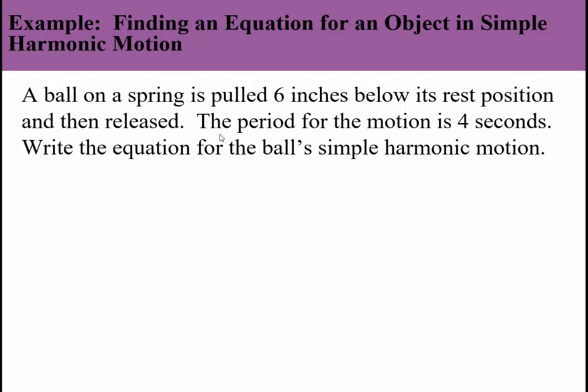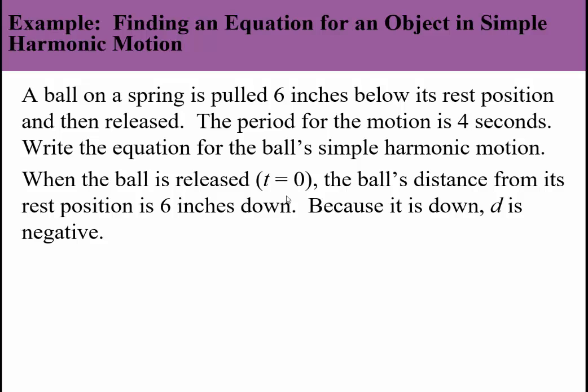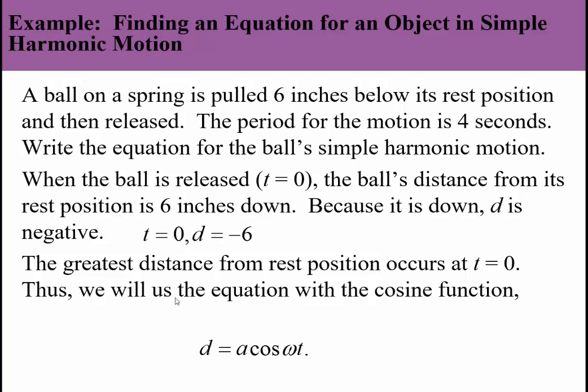So a ball on a spring, here's the first example, is pulled 6 inches below its rest position and then released. The period for the motion is 4 seconds. Write the equation for the ball's simple harmonic motion. All right, so when the ball is released, t equals 0, the ball's distance from its rest position is 6 inches down. Because it is down, d is negative. So we're going to say when t is 0, d is negative 6. The greatest distance from its rest position occurs at t equals 0. That's where we're going to use cosine in this case.